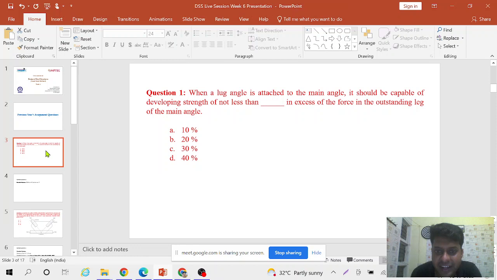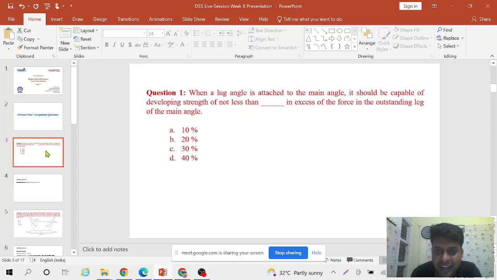In question number 1, it says that when a lug angle is attached to the main angle, it should be capable of developing a strength of not less than blank space in excess of the force in the outstanding leg of the main angle. Options are given, and one option is 40%. First of all, why do we use a lug angle? What is the use of a lug angle from the lectures?